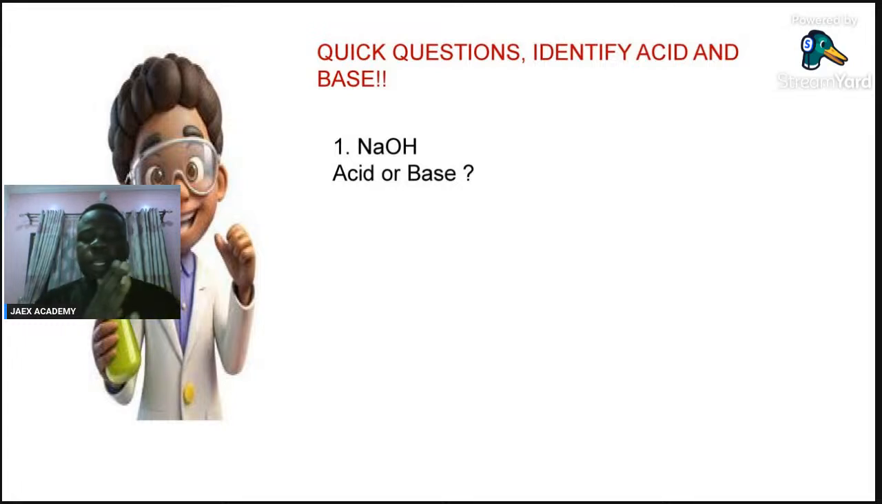Comment and let me know if it's an acid or a base. Ike Michael said it is a base. Please said it is a base. Treasure said it is a base. Joy said it is a base. Emmanuel said it is a base. Okay, now let's move forward. So it's definitely a base. Why? Because it carries OH, and you can see the OH.